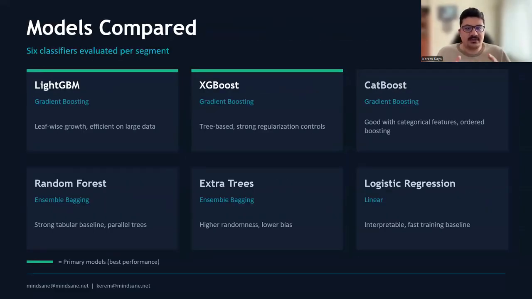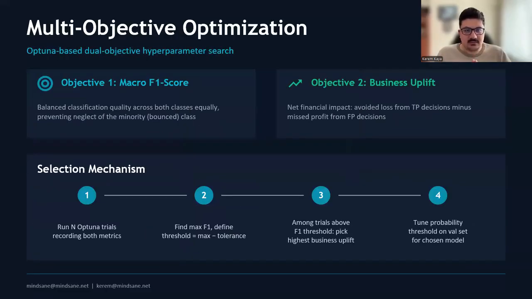We compared 6 model types for a comprehensive evaluation: LightGBM, XGBoost, CatBoost, Random Forest, Extra Trees, and Logistic Regression, which acted as a baseline. We selected LightGBM and XGBoost as our primary models because they have the best performance. CatBoost also has the best performance, but during the development phase, CatBoost training was a bit costly. It took vastly more time compared to the others. Therefore, we focused on LightGBM and XGBoost most of the time.